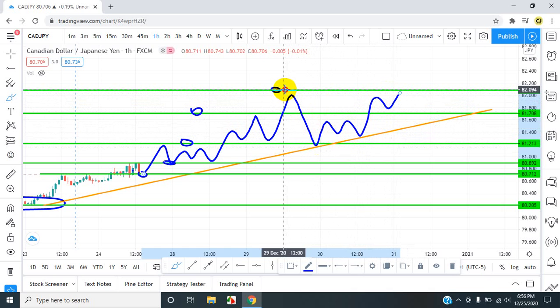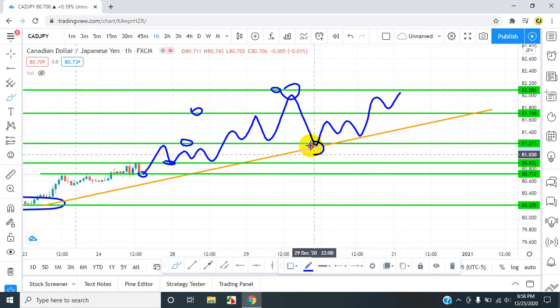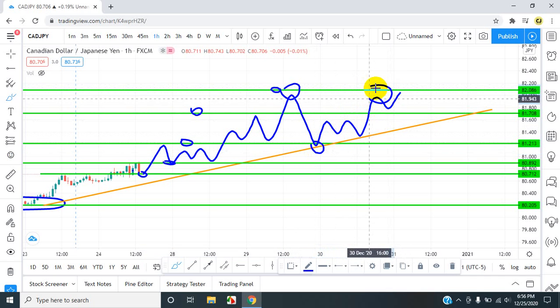So if it hits our TP once and the market comes back down here and we catch entry here, we can take it up for the ride all the way up to the top. If it goes up to the top again, you never know.